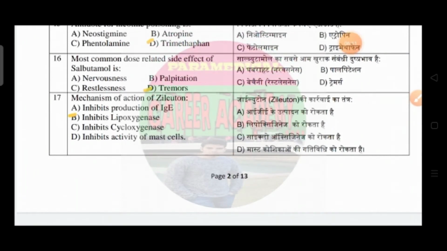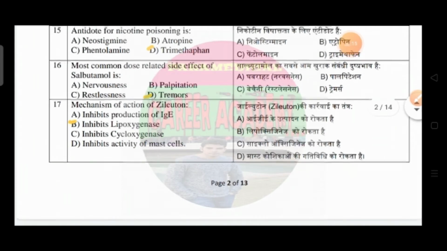Question number 16: Most common dose related side effect of salbutamol? Option A is nervousness, option B is palpitation, option C is restlessness, option D is tremors. So the correct answer is option D, that is tremors.